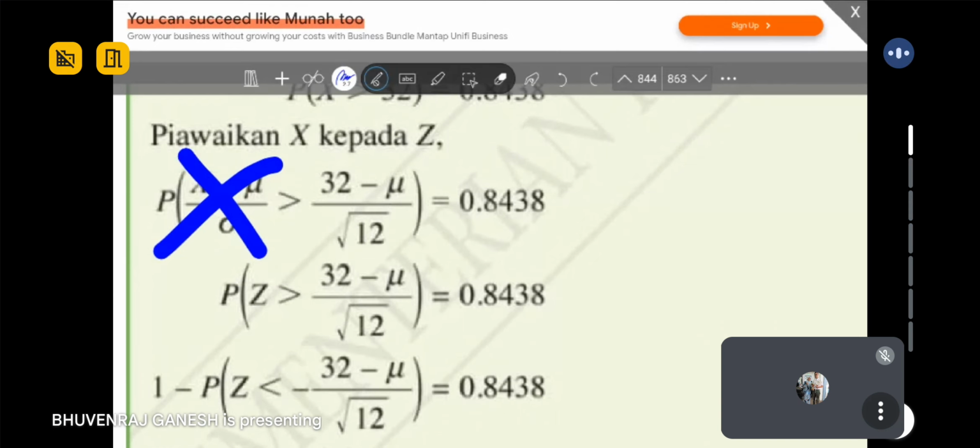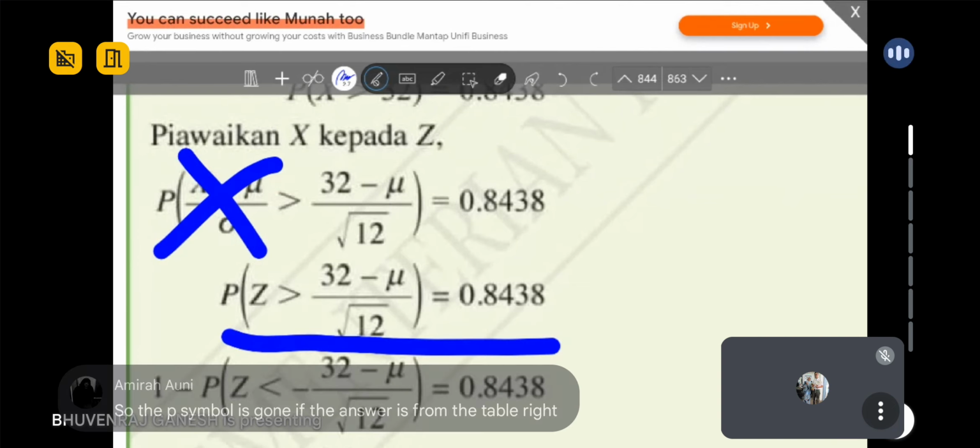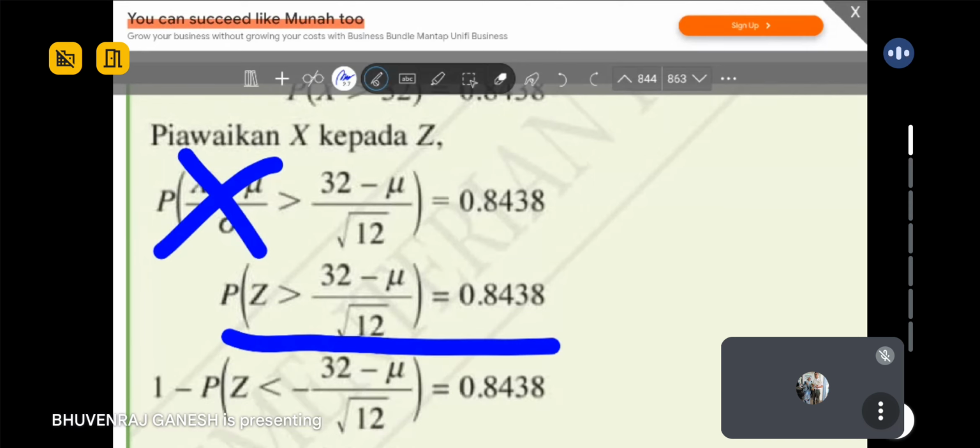Okay, guys. Now check this equation over here. Is there any problem with the equation? The value on the right is larger than 0.5. Very good. So that means you are going to use 1 minus. 1 minus probability Z, change the symbol. I think over here they made a mistake. No need to put negative here. When you use 1 minus, you just change the symbol only. No need to add negative. So the P symbol is gone if the answer is from the table, right?